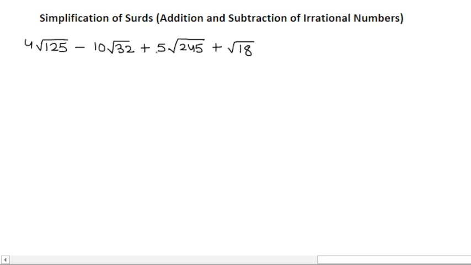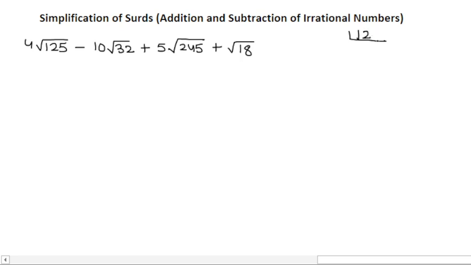So what you need to do first is convert them into simpler or smaller surds, so you get smaller numbers here. Let's see how you can achieve that. The first radical that I have here is root 125.